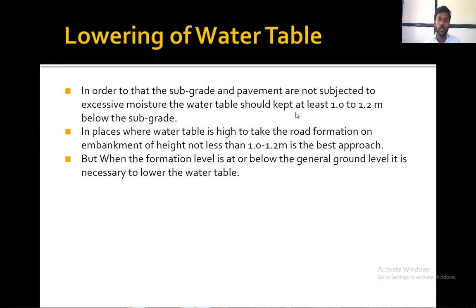But when the formation level is at or below the general ground level, it is necessary to lower the water table. Okay, but now we cannot go for the embankment. We have to go for cutting, or we have to go with the level of the ground only. Okay, that is our option only. And also the water table is there. So in this case, we need to go for lowering of the groundwater table. And how to lower that? I have given one figure here. We can observe.